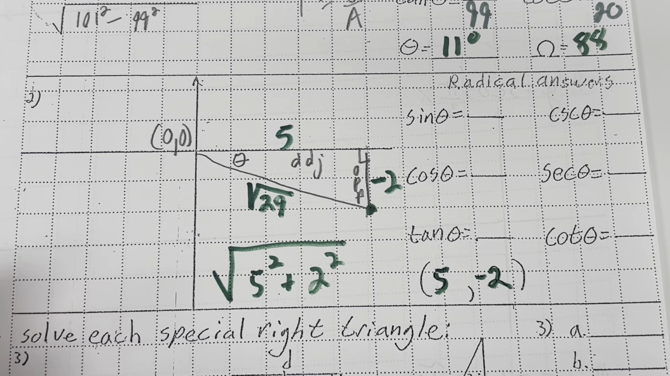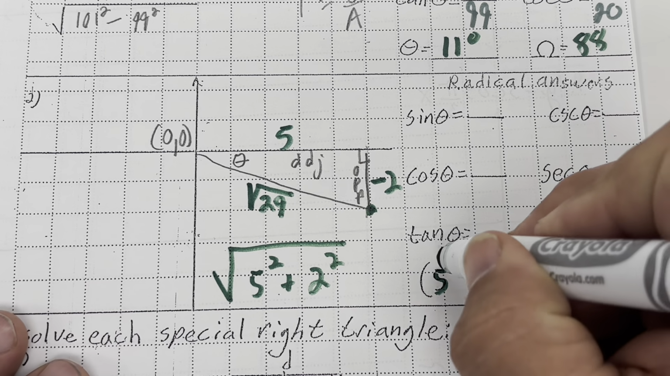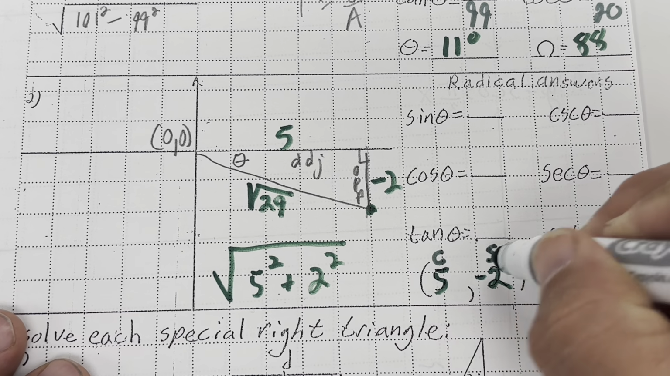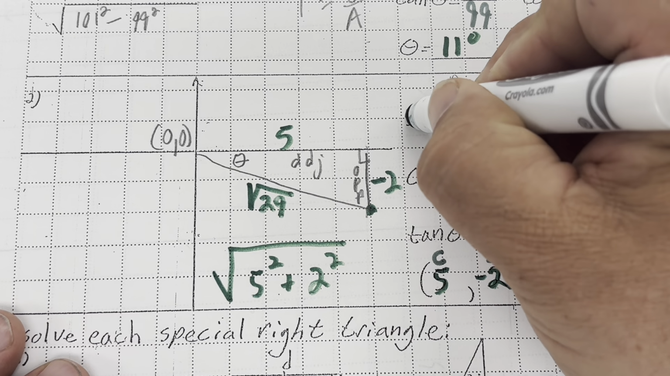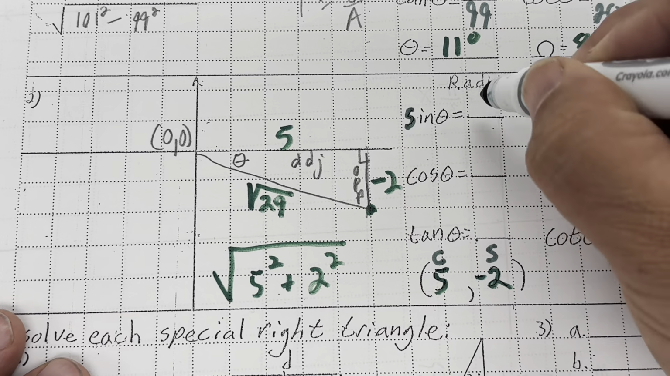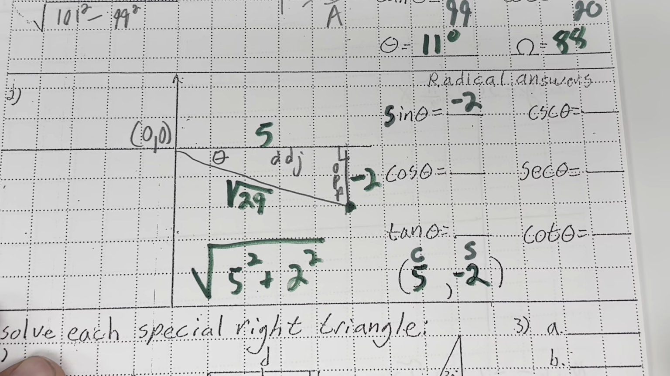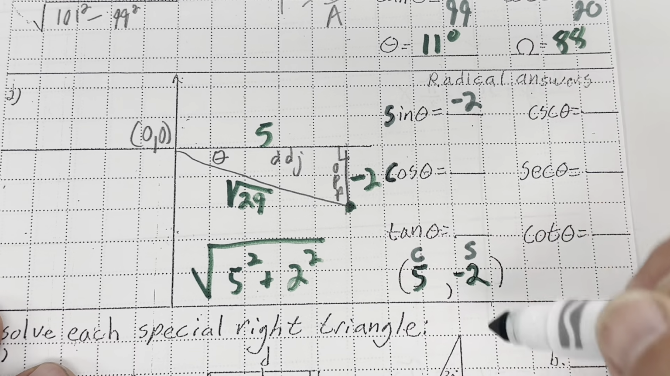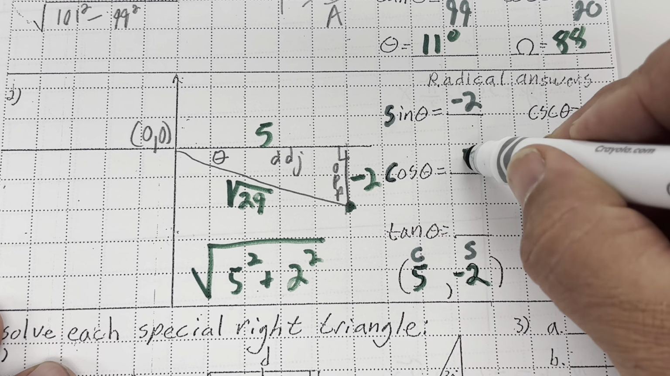Another method of doing this is called the CS method. So if I put a C over the 5 and an S over the negative 2, notice the word sine begins with the letter S. So the negative 2 would go on the top. The word cosine begins with the letter C. So the 5 would go on top.